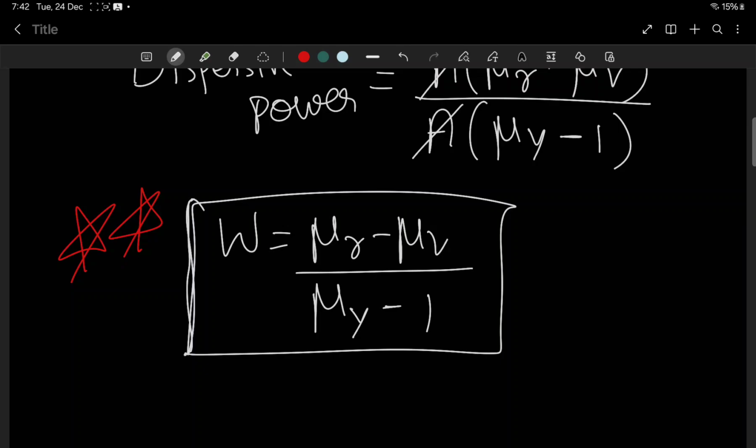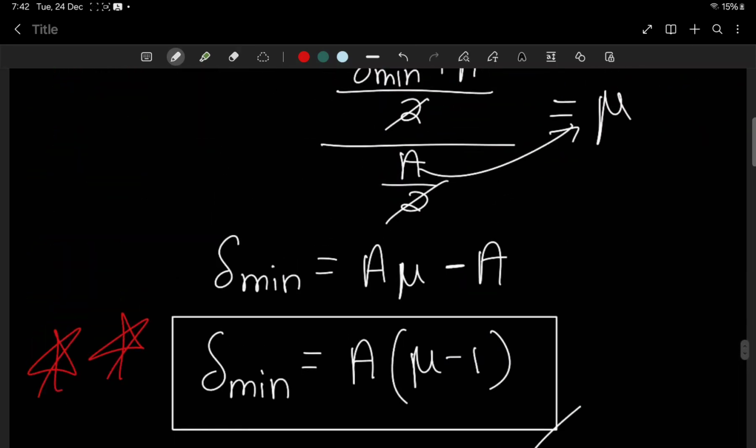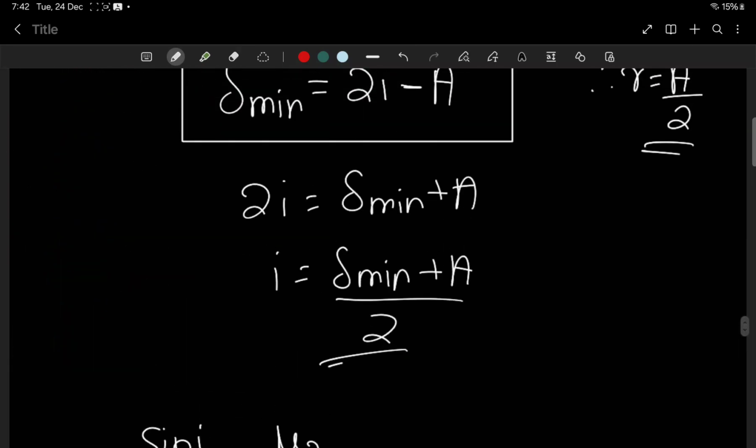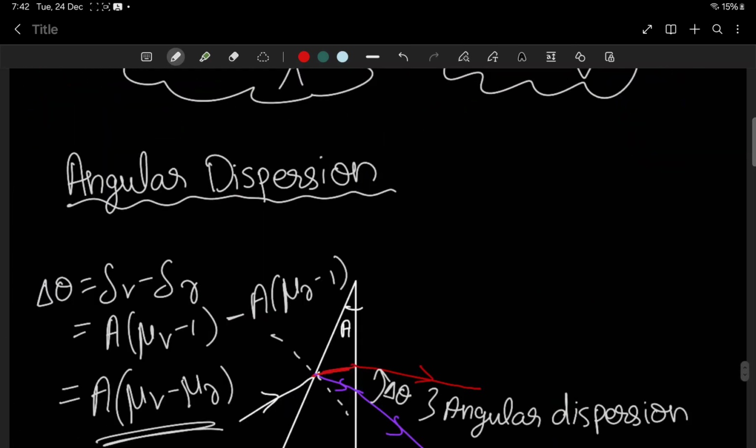Dispersive power for a specific medium will be the same. For a glass medium it will be the same. It is independent of angle of incidence. So by this, all the things about prisms come to an end.